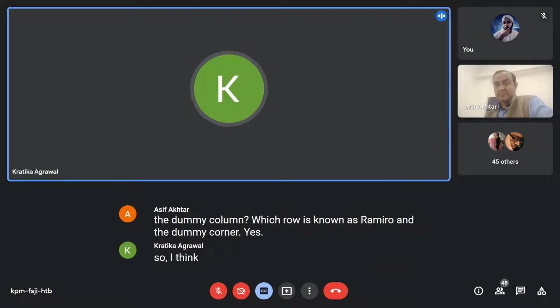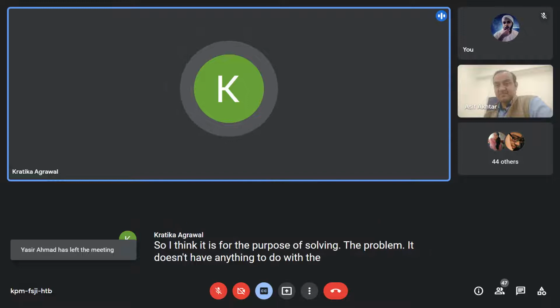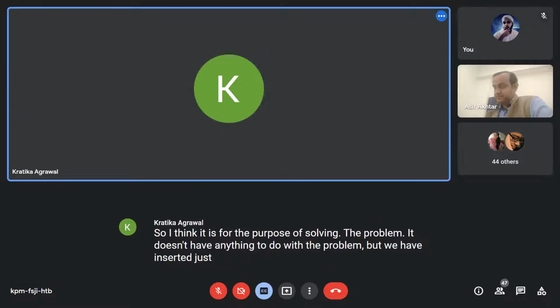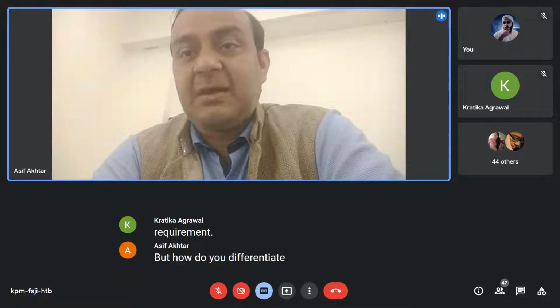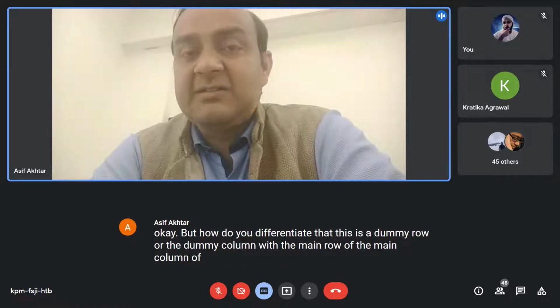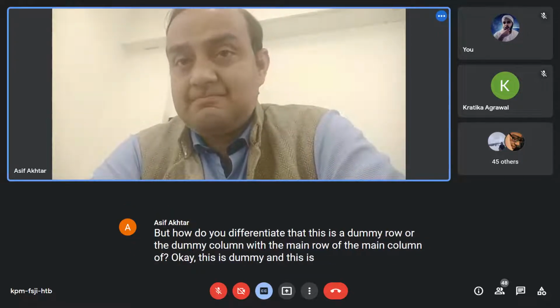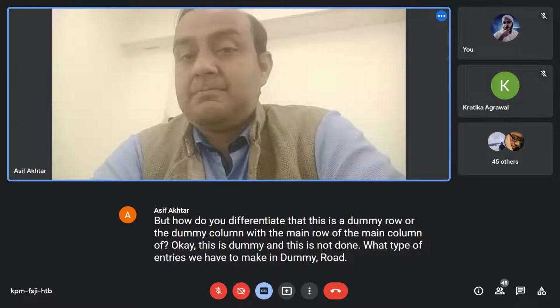Sir, I think it is for the purpose of solving the problem. It doesn't have anything to do with the problem, but we have inserted it just to fulfill the requirement. That is perfectly okay. But how do you differentiate that this is a dummy row or dummy column from the main row or main column? आप कैसे फर्क करोगे कि this is dummy and this is not dummy? What type of entries do we have to make in a dummy row and dummy column?